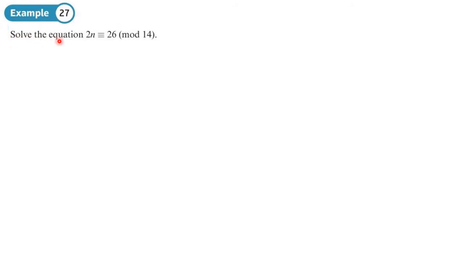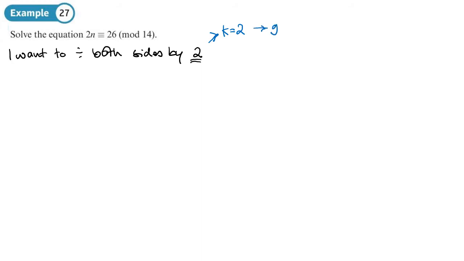Okay, so this question here says solve this equation. So we're assuming there are solutions, so we don't need to check whether there are solutions or not. But I can see from this question that I want to divide both sides by 2. Okay, that's what I want to divide both sides by. So you can think of k being 2 in this example. And I know that I need to find the greatest common divisor of k and m. I'll see what that value is.